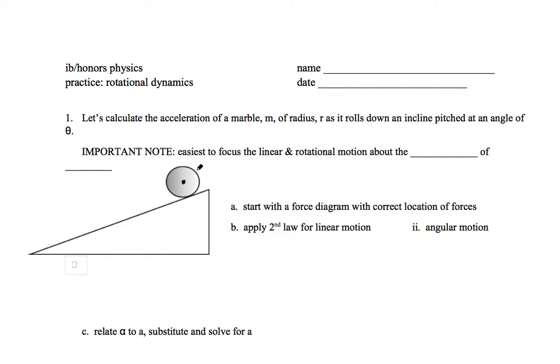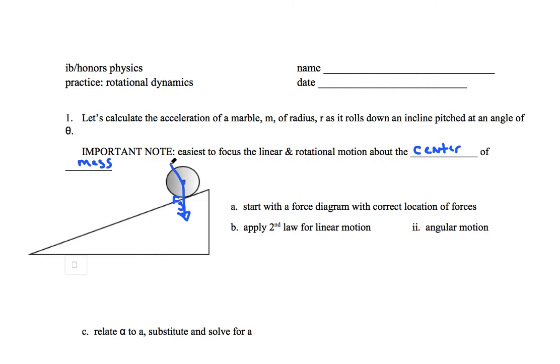So anyway, let's calculate the acceleration of a marble of radius r as it rolls down an inclined plane pitched at angle theta. We're going to derive an expression, and the easiest thing is to focus on the linear motion about the center of mass. That's what the dot is right here. So there's our center of mass. We know that the force of gravity is acting right there.